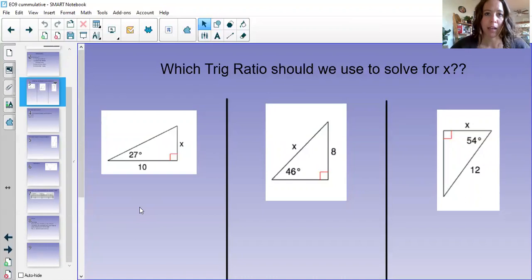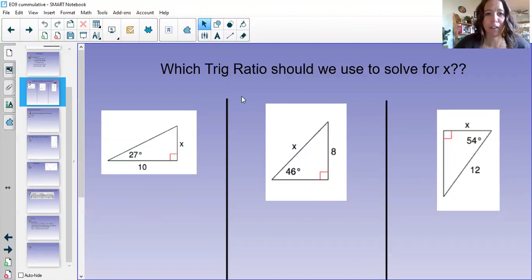So I want you to take a minute, maybe pause your video, and decide which trig ratio we should use for each of these to solve for x. And you're going to jot a note on the side. Okay, ready, go. All right, so now let's see how you did.